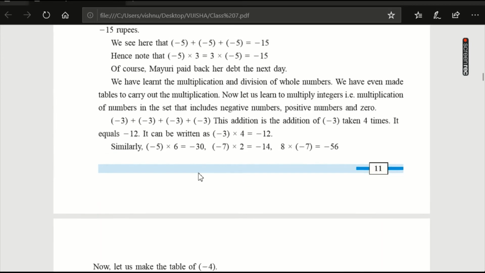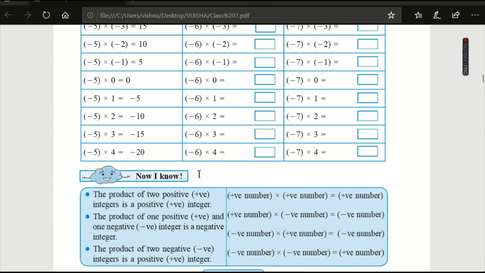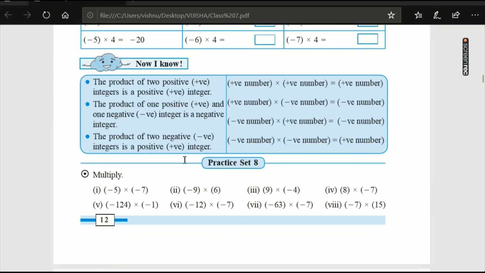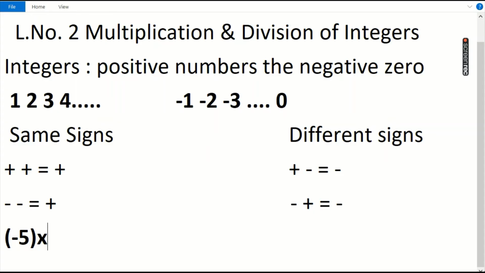Now let's see the examples. Here so many examples are there to solve, the simple ones. I'll take you into practice set 8. The first question is 5 into -7. So how will we solve this question? First we have to do the normal multiplication, that is 5 sevens are 35.